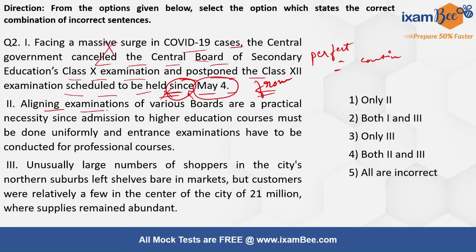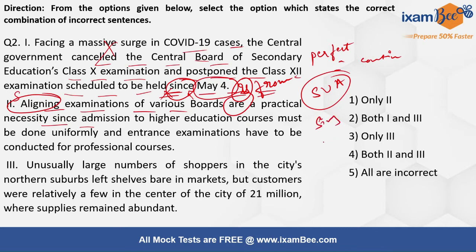Next is aligning examinations of various boards are a practical necessity. And the moment we have read this, we know that aligning is the subject here and the verb is are, which is incorrect. It should be is. Subject verb agreement. Okay, aligning is singular. The verb should also be singular, which is, right? So the error is also in the second sentence. So do we have 1 and 2 anywhere here? So we don't have 1 and 2. So we will choose this option, and definitely there is an error here, right? So in the exam, you need not check the third sentence if you are 100% sure of the first two having the errors, right?